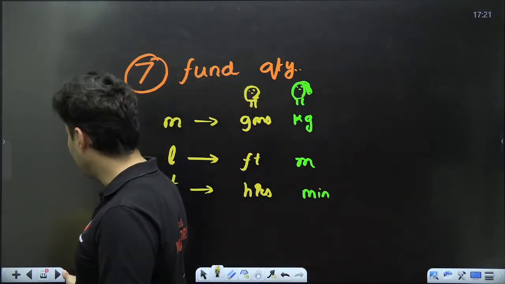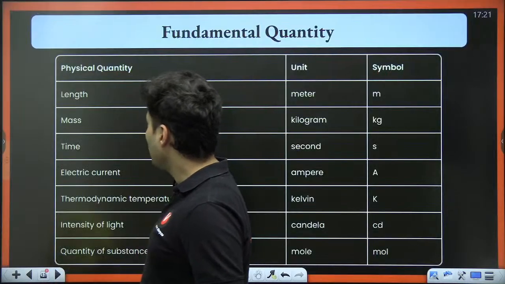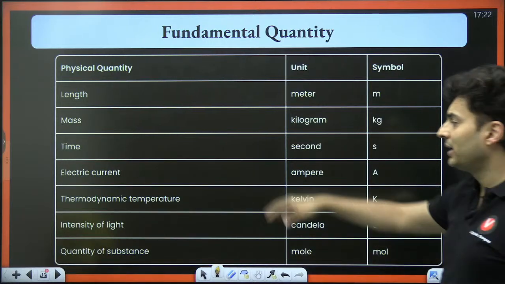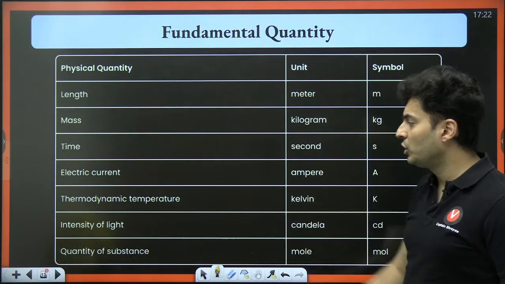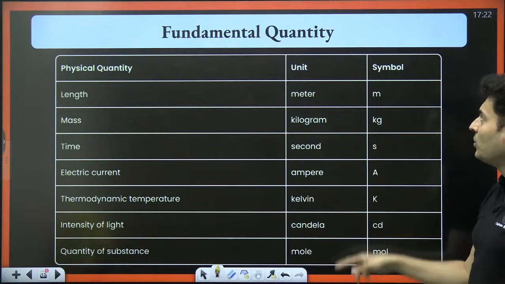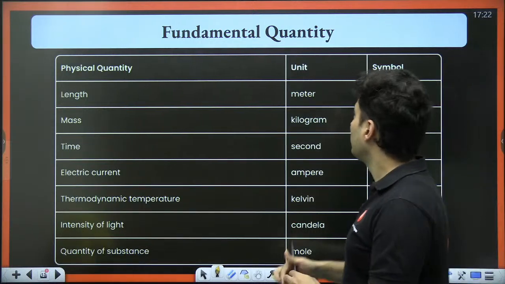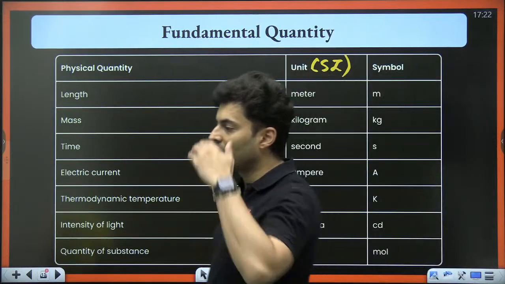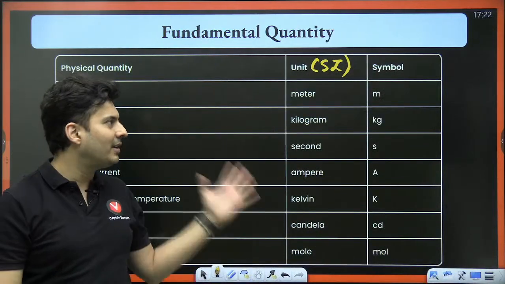Very nice. Now that you understand this till here, I have listed down all the fundamental quantities, right from length to amount of substance, their SI units, and also their symbols. Please remember, these are nothing but your SI units. This table is very, very important.